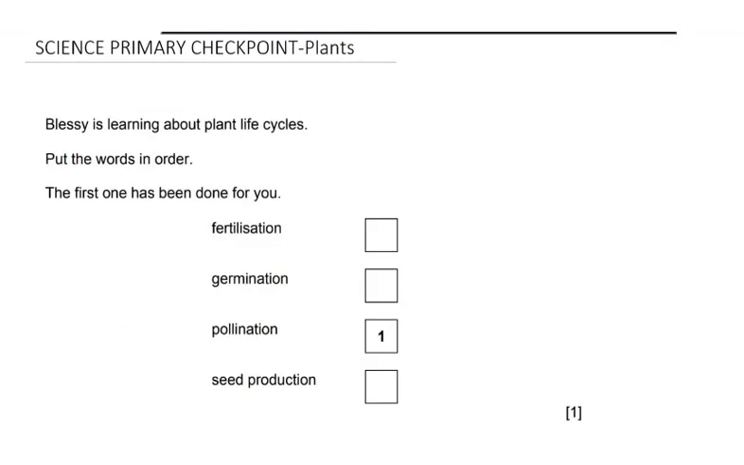Hi guys, today we are going to discuss science primary checkpoint with the topic plants. This will be like in a quiz form. We will do the question with timer, and after that we'll see the discussion. All questions are taken from the previous or recent past paper, classified past paper with the topic wise about plant.